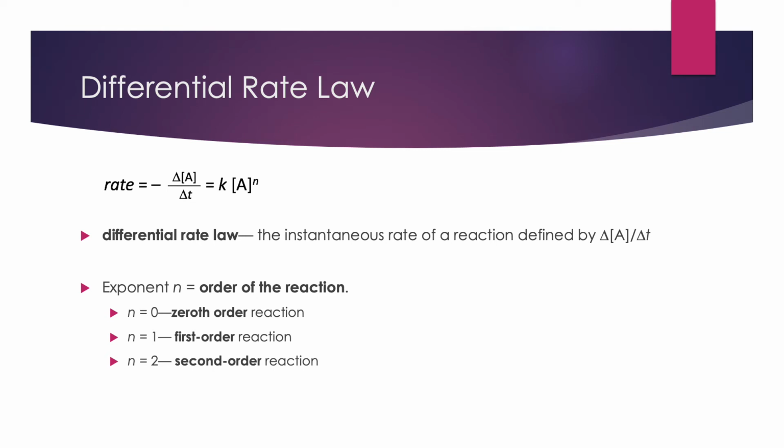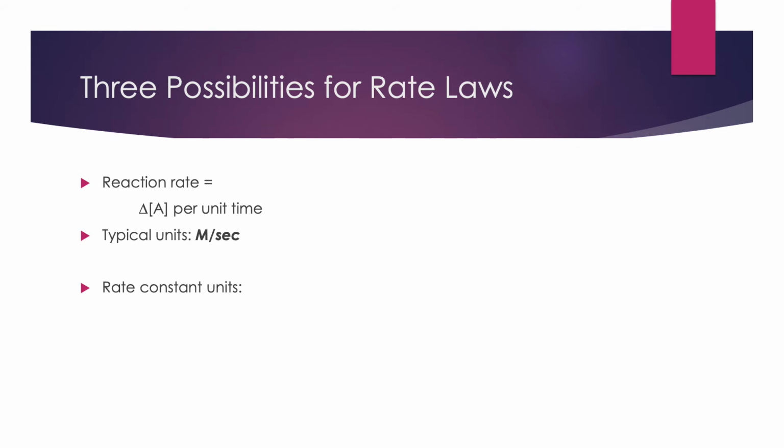Now, theoretically, we could have a third order and a fourth order reaction, and those do occur in nature, but we're going to focus just on these first three because they're by far the most common orders of reaction that we see in kinetics. So we have three possibilities for these rate laws: first, second, and 0th order.